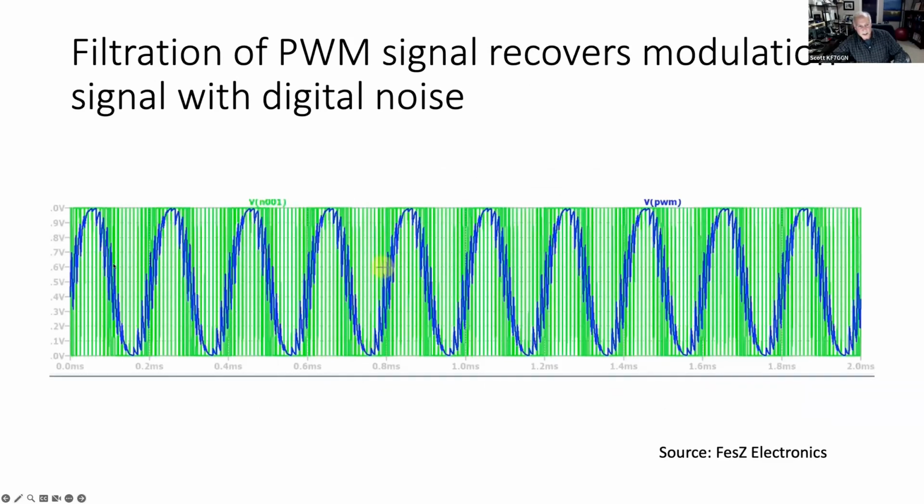So in blue, you can see that the sine wave is recovered. It's superimposed on the pulse width modulated pulses there. You can see that the initial sine wave is there, but it has a lot of noise in it. It's got a lot of digital noise. If you want to call it ripple, that's kind of what it is. So if you filter that further, you'll get a pure sine wave out of that.